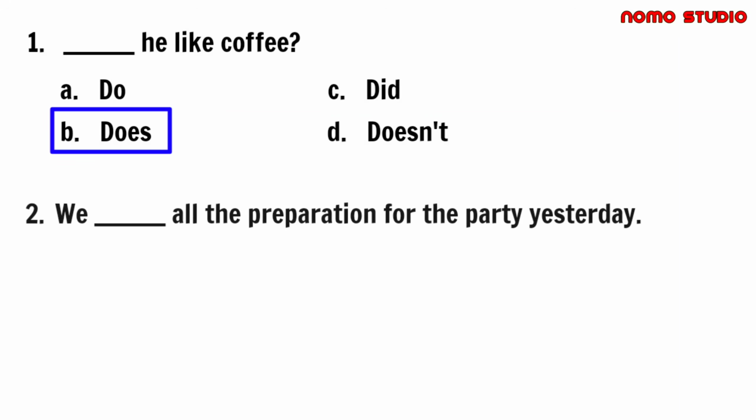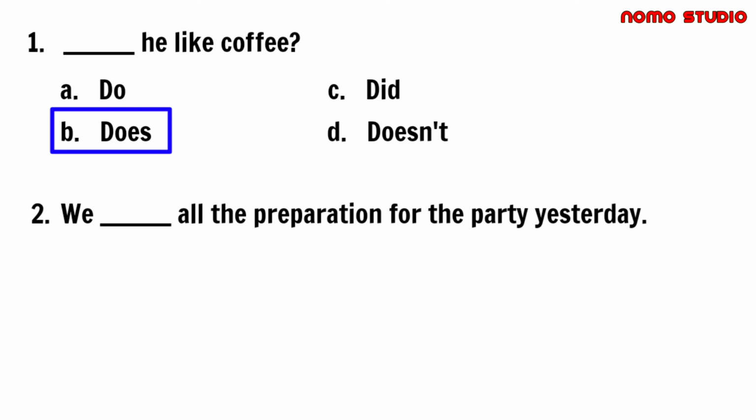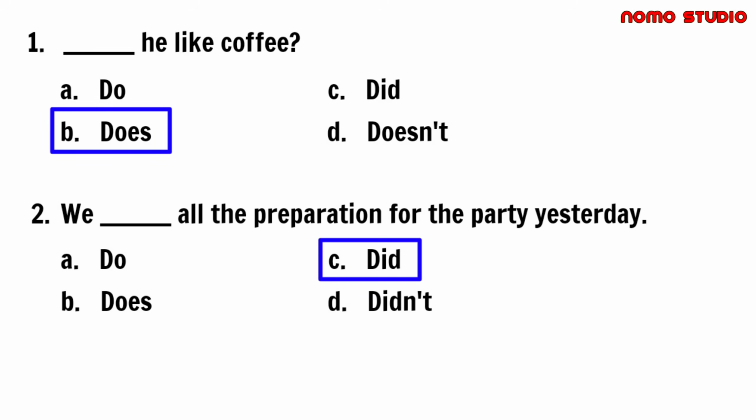How about this one? We blank all the preparation for the party yesterday. A. Do, B. Does, C. Did, or letter D. Didn't. The correct answer is letter C, did, because in the sentence, the action of completing the preparation for the party has already happened in the past. So to express past actions, we use the past tense form of the verb.